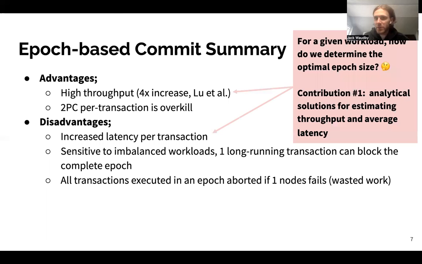So what's our contribution with this paper? The first thing we've done is address something that was not really covered in the original paper: how do we go about actually determining the optimal epoch size for a given system configuration and workload. So our first contribution is that we've developed some analytical solutions that allow database administrators to determine the optimal epoch size for their workload.